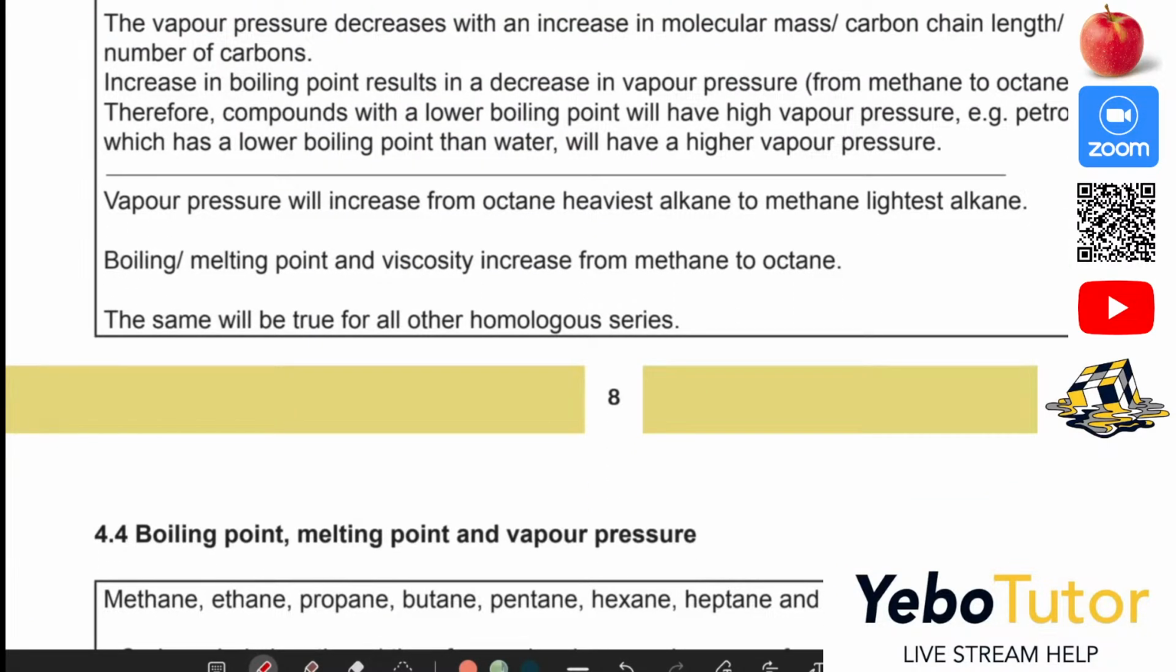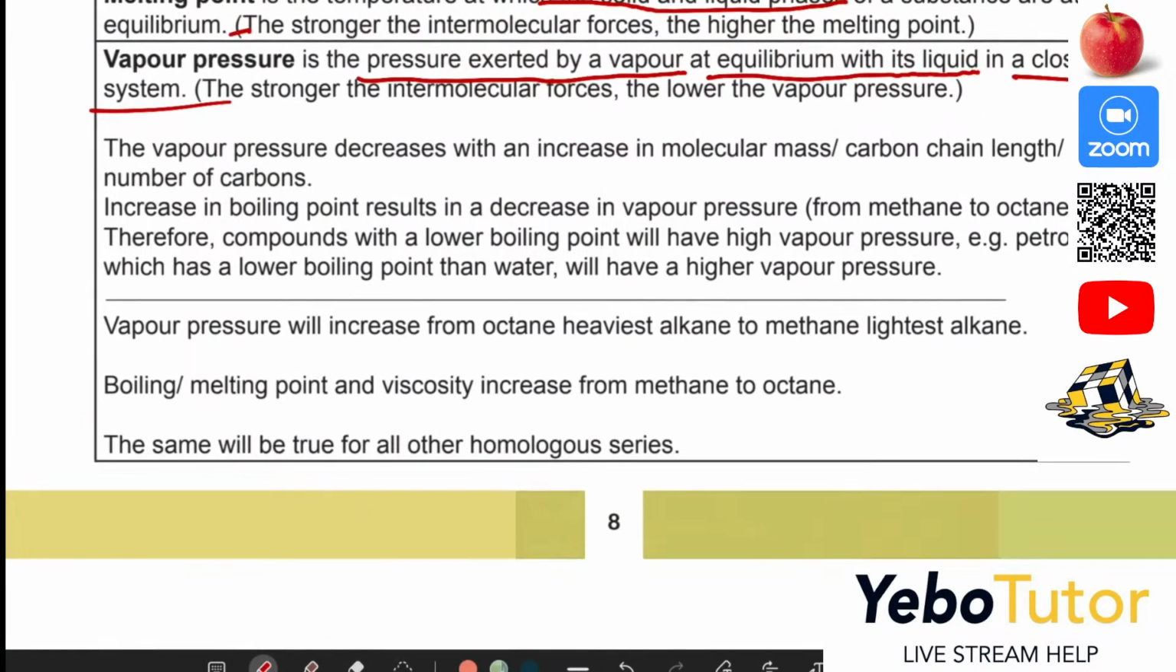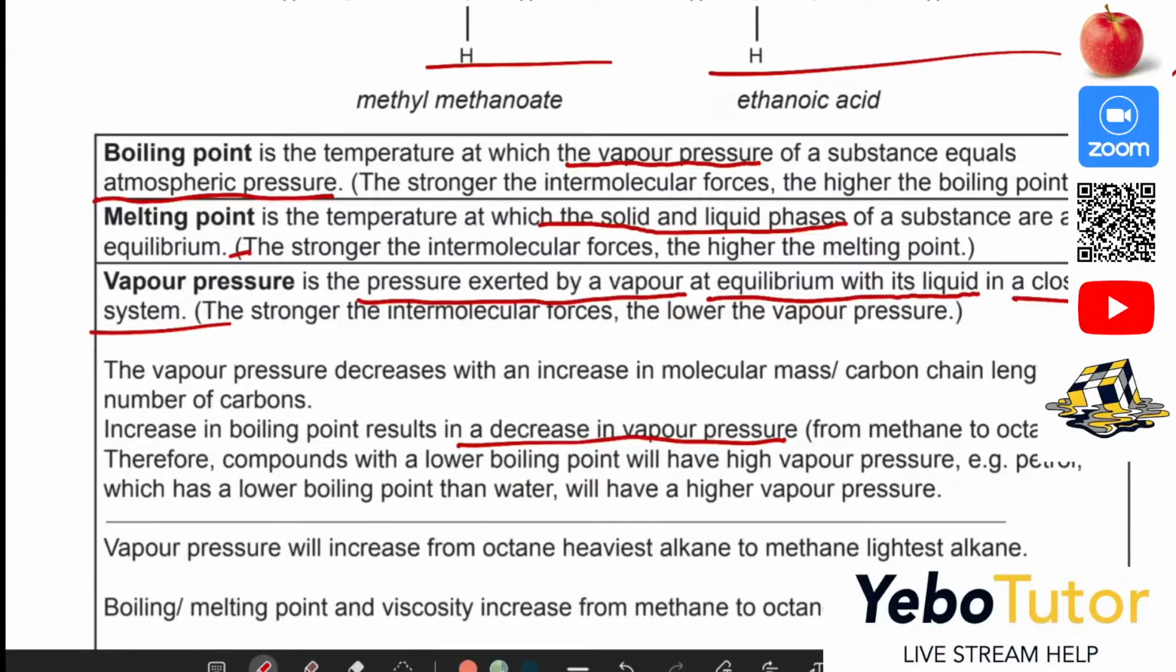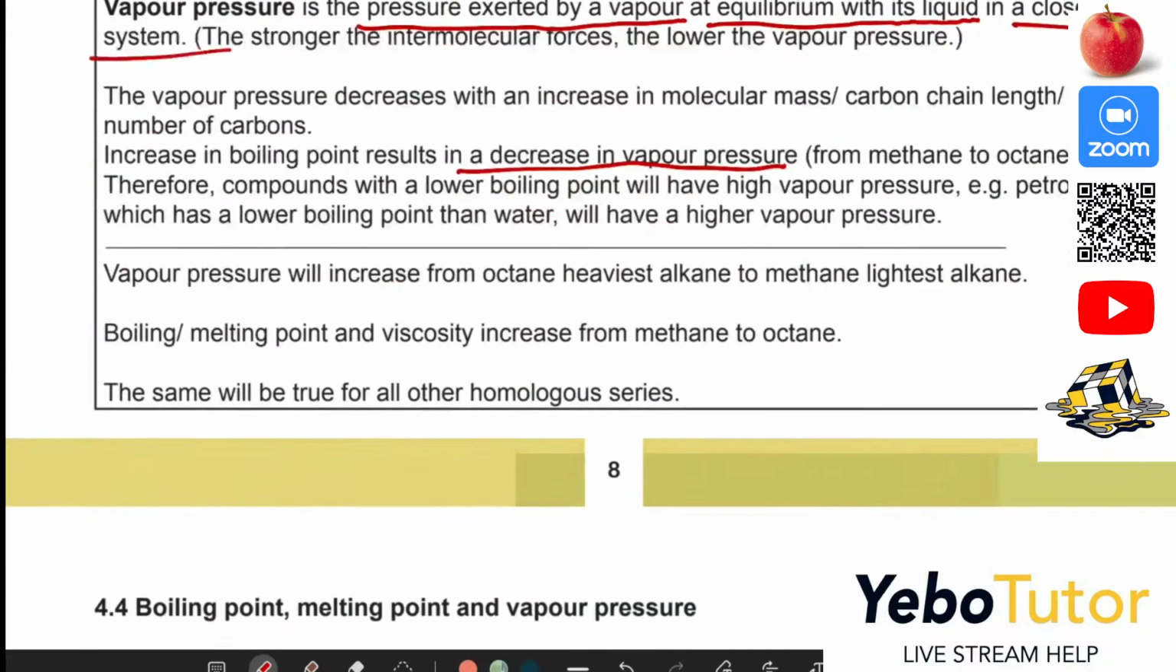So we need to understand that the vapor pressure decreases with an increase in the molecular mass of the carbon chain, or the number of carbons. An increase in the boiling point results in a decrease in the vapor pressure. If you still remember, when we defined the boiling point, we said it is the temperature at which the vapor pressure of a substance is equal to the atmospheric pressure. That is very crucial for you to understand.